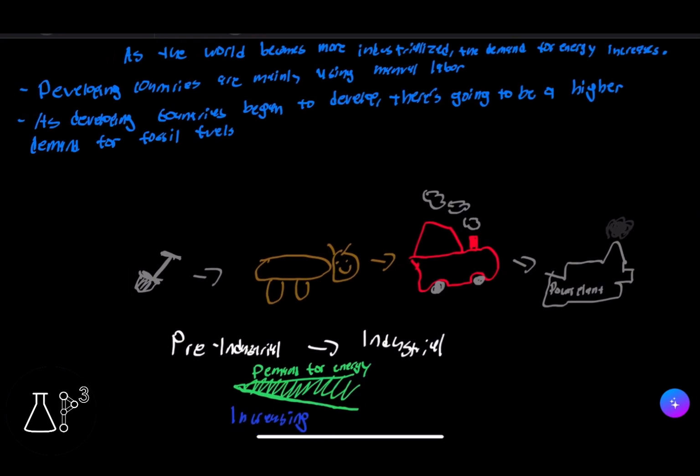Developing countries are mainly using manual labor. So let's say, for example, that developing countries are indeed mainly using manual labor. Maybe at first, they're pre-industrial, they're using shovels, and then after, they're using trucks or vehicles for manual labor. And then after, using power plants for manual labor. So again, as we're going from pre-industrial to industrial, the demand for energy is increasing, mainly, again, fossil fuels. So as developing countries begin to develop, there's going to be a higher demand for fossil fuels.